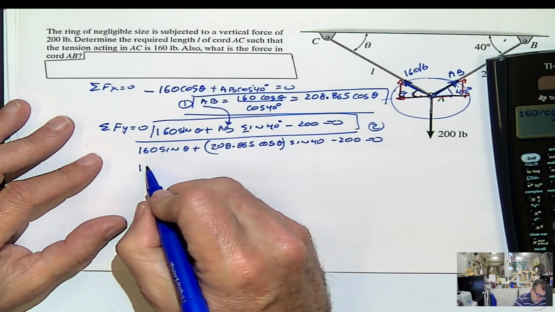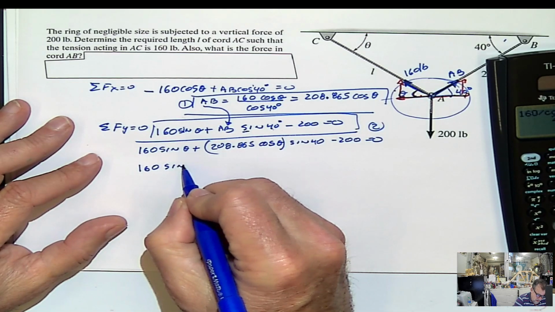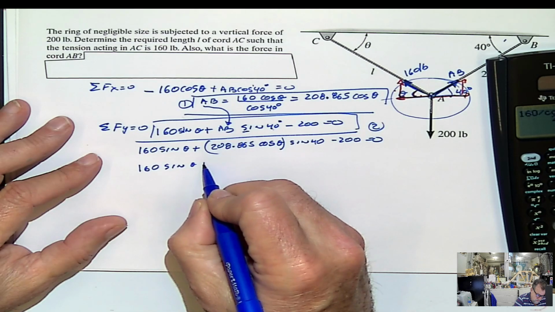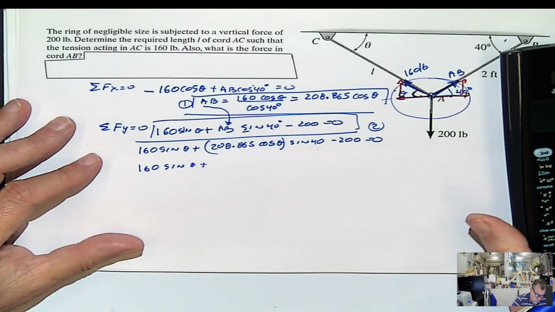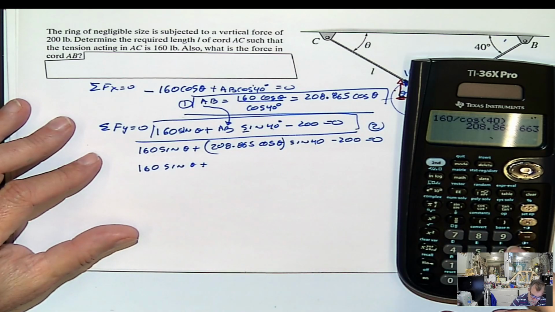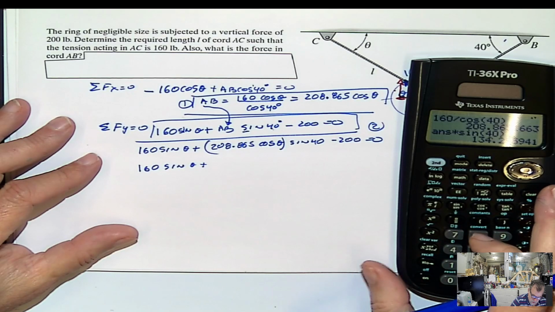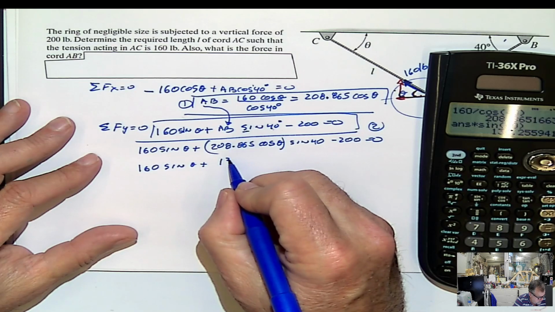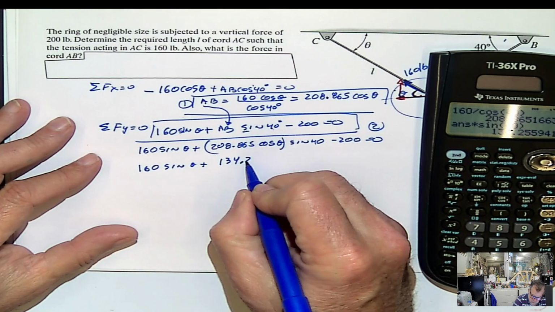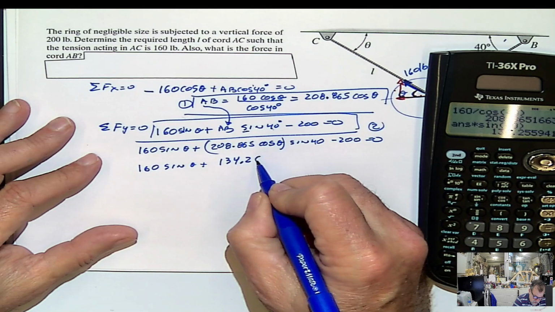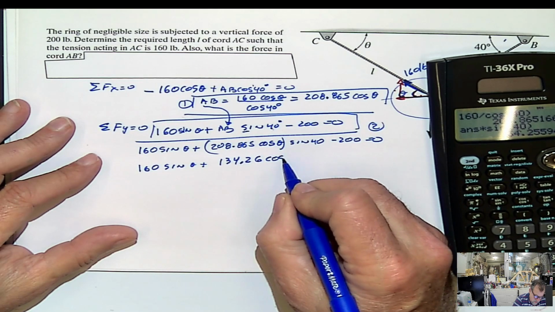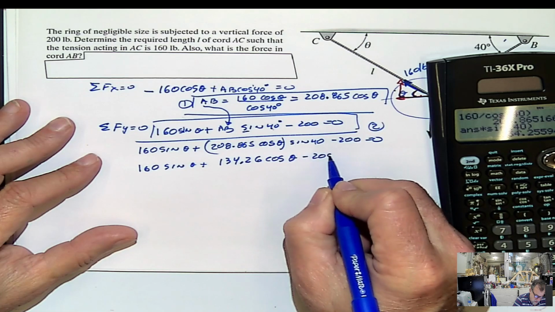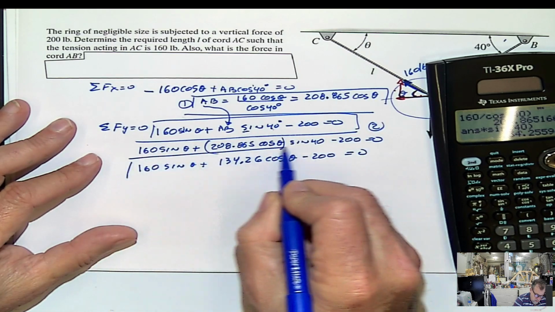Or I will have 160 sine of the angle plus 208.865 times sine 40, that's 134.26, cosine of the angle, minus 200 equals 0.